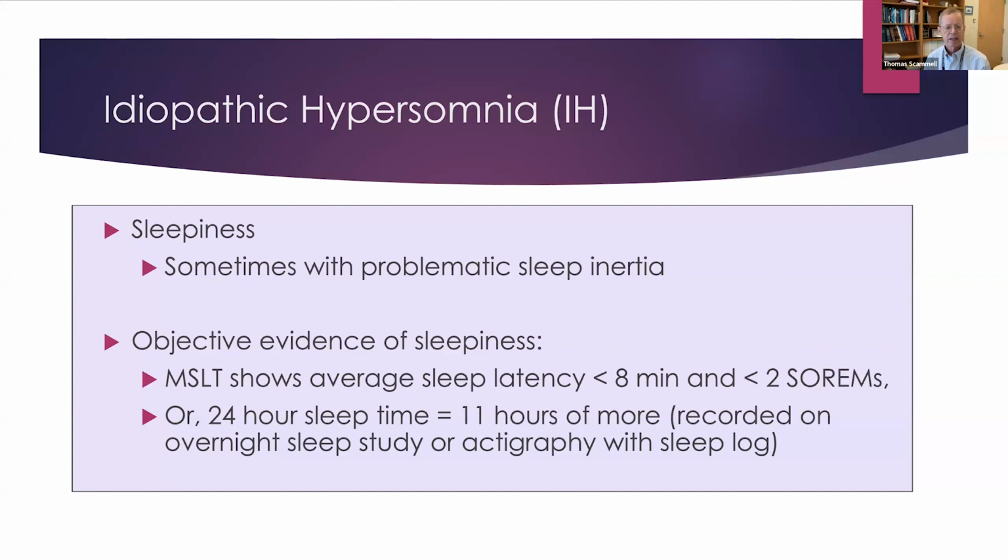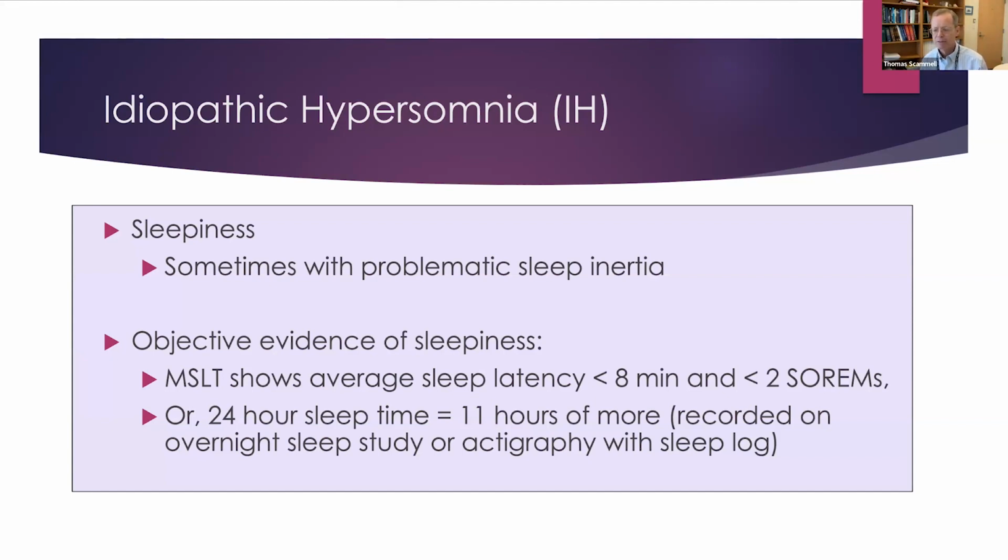In addition, another way that we can get objective evidence for this is to do a 24-hour sleep study, to record sleep for 24 hours. And if you see more than 11 hours of sleep, that's certainly evidence of the long sleep tendency that's often seen in idiopathic hypersomnia. You could also do this with what's called actigraphy, which is essentially a watch that measures body movement. And if you do that in conjunction with a sleep log, that's also considered reasonably good evidence of long sleep time. So if we see that somebody's really not moving and they log that as truly sleep time, that would also be evidence in support of idiopathic hypersomnia.